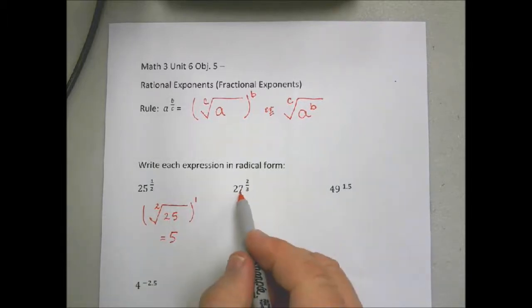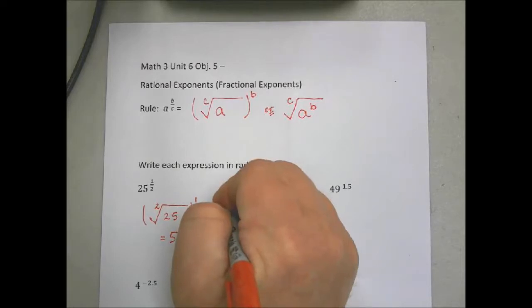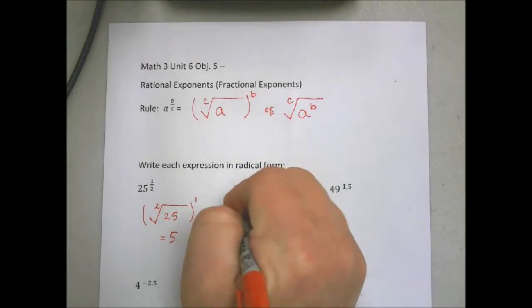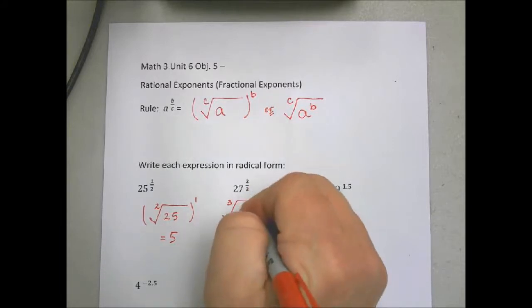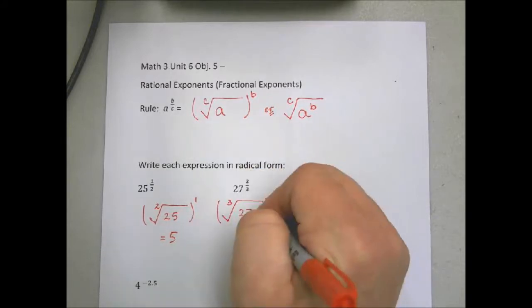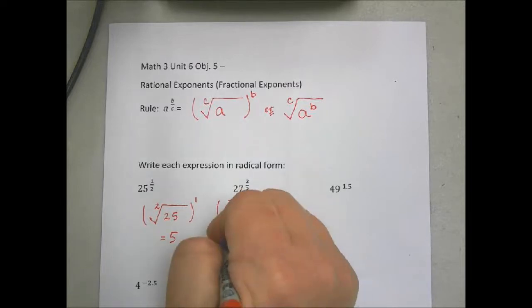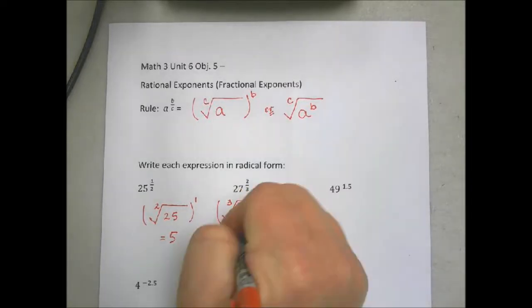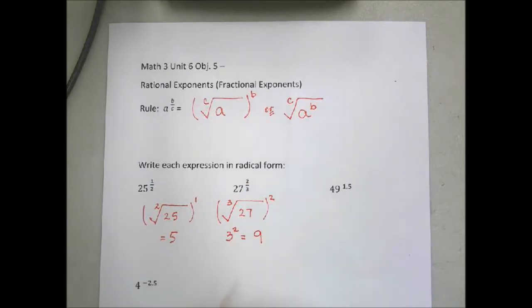Now, 27 to the 2/3 power. The denominator is the index of the radical, so we're dealing with cube root. We're dealing with the cube root of 27 squared. So the cube root of 27, 3 times 3 times 3 is 27, so the cube root of 27 is 3. And then we have to square it, so our answer is 9.